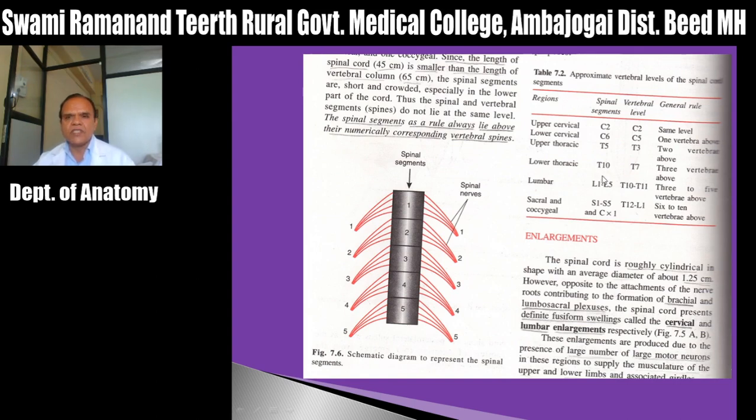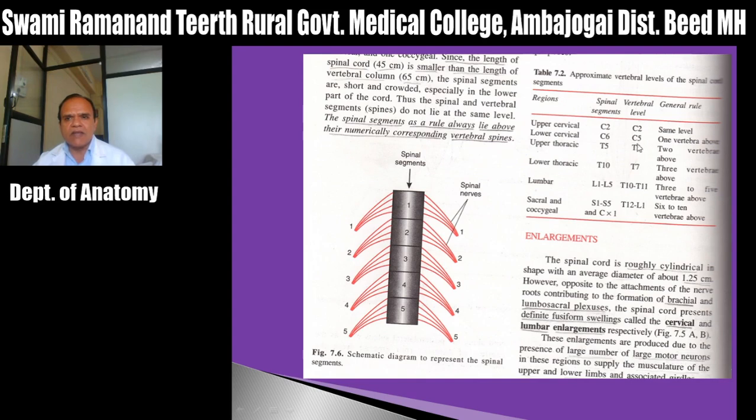So again, I will just revise the thing. Up to the level of C7 vertebra, you have to add 1. So initial segments are correlating, but after that we have to add one.